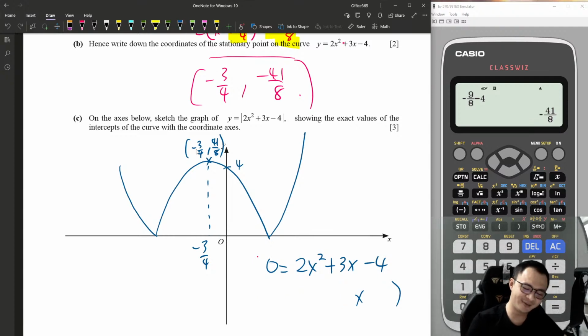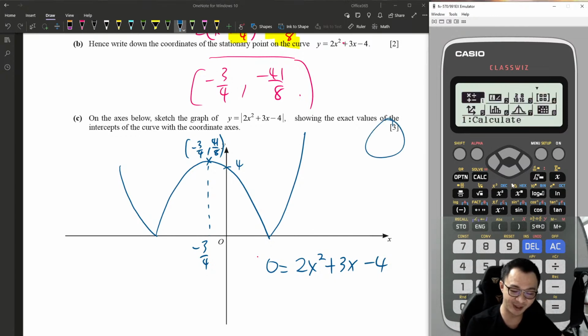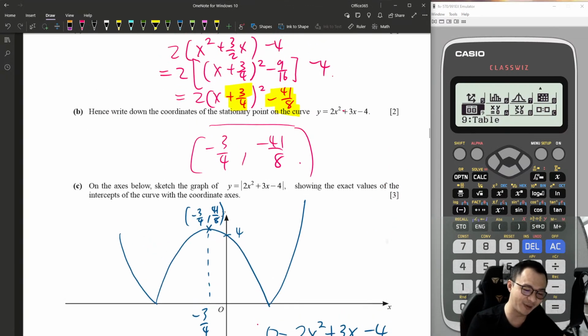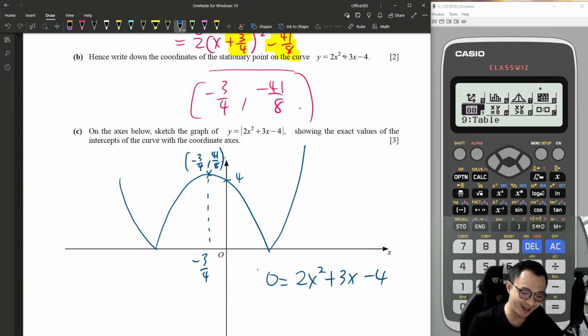I think it's a decimal. Use a calculator. How many marks for this one? 3 marks. I will use the calculator. I don't care. Hey, we did complete the square already. Oh my god, we did complete the square already. We can solve using complete the square. Okay, so let me solve using complete the square.